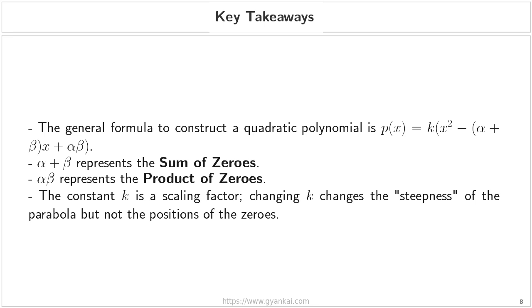While changing the value of k will change how steep or wide the parabola appears on a graph, it will not change the positions of the zeros themselves. The points where the curve touches the x-axis remain exactly the same.